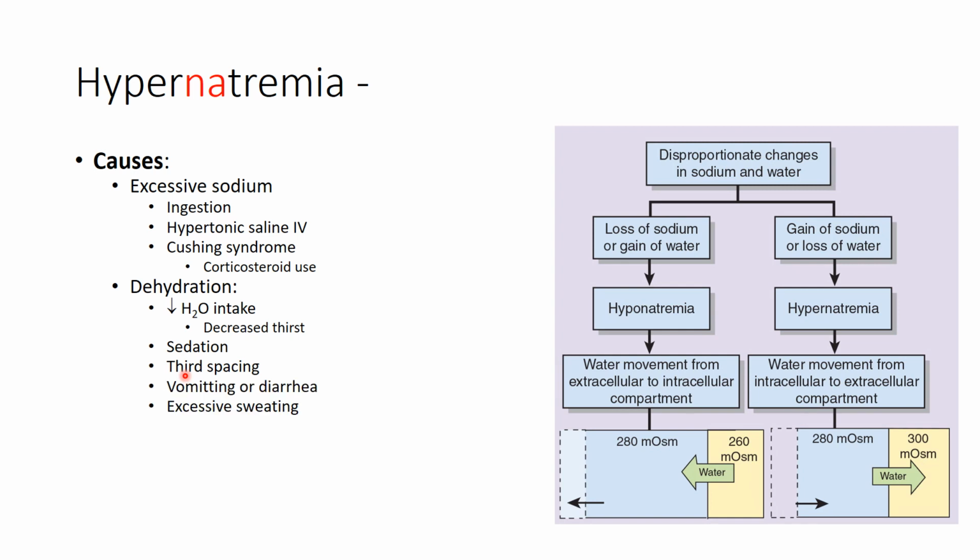Vomiting and diarrhea, like we've already covered with those gastrointestinal disorders. Excessive sweating. So sweat, like we talked about in cystic fibrosis, we actually reabsorb a lot of those ions that are lost in the sweat. Now, we do lose some, but we don't lose them at the same ratio that we lose the water.